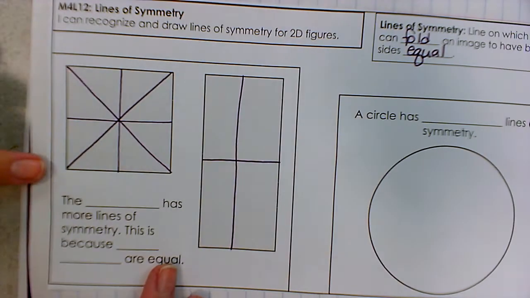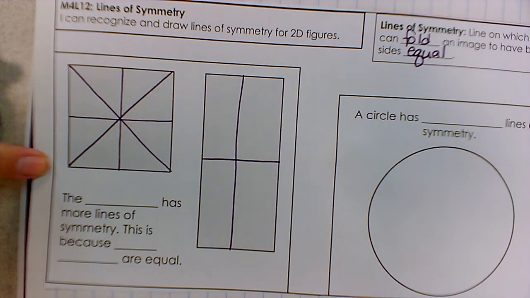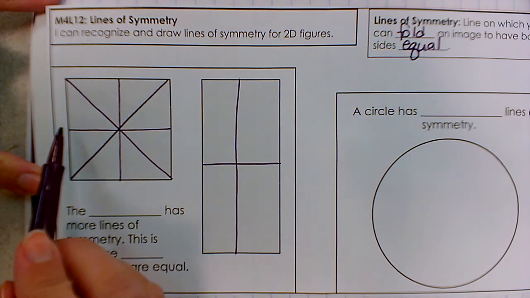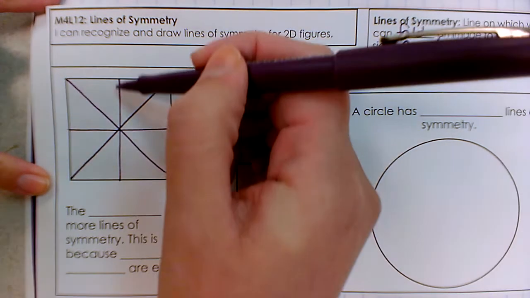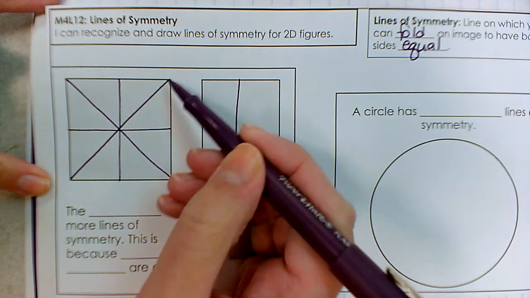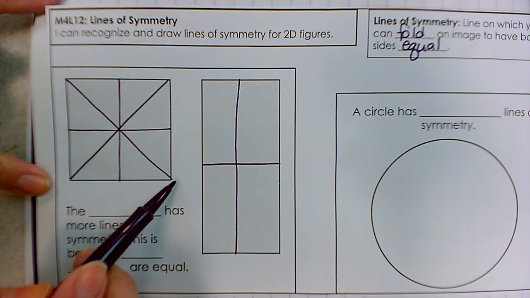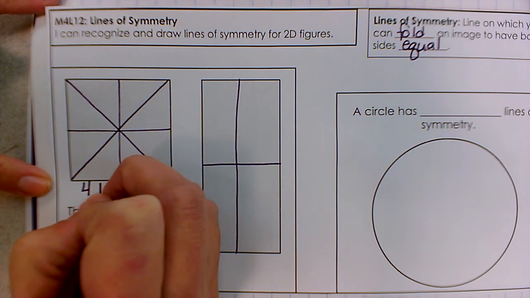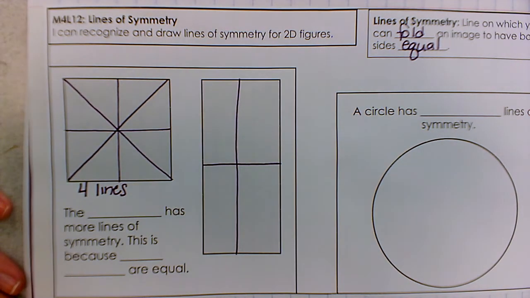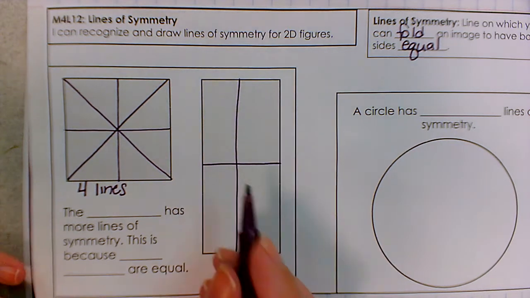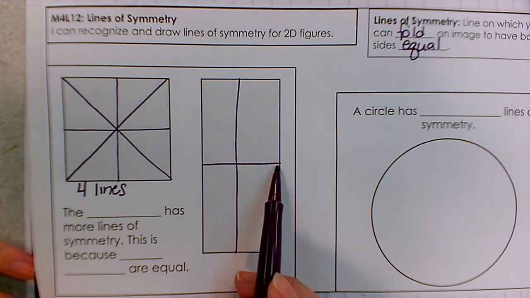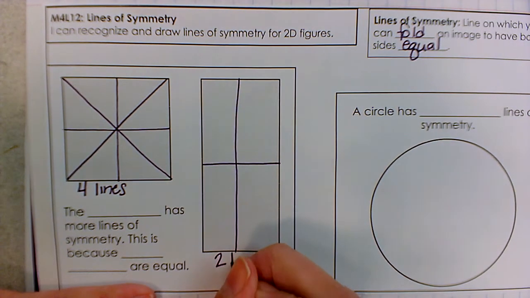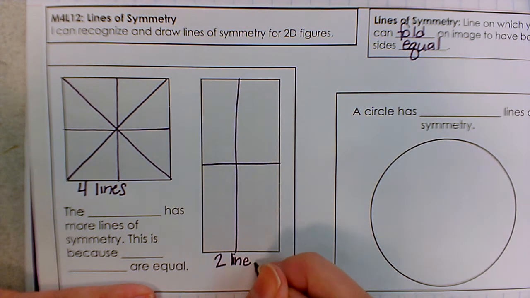And so when I look at this square and I want to count how many lines of symmetry this square has, I'm going to count how many lines I drew. So I started and I went like this, 1, 2, and then I went diagonally, 3, 4. So my square has 4 lines of symmetry. 4 different ways that I can fold a square and have it be equal on both sides. My rectangle I see has 1, I drew it hamburger style, 2, hot dog style. It has 2 lines, oopsies, of symmetry.